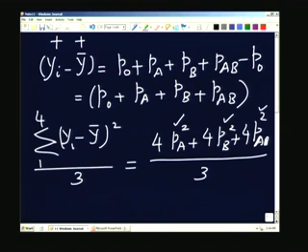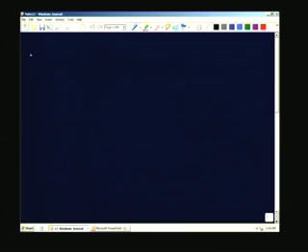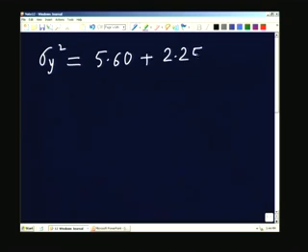Now, I can put in the values of PA, PB and PAB, which were determined in the last slide. So, what I can do is introduce these and I will just give the values. So, we can show that sigma y squared is equal to 5.6 plus 2.25 plus 1.47. And if you add all these, you are going to get 9.32. So, this is going to be equal to 9.32.